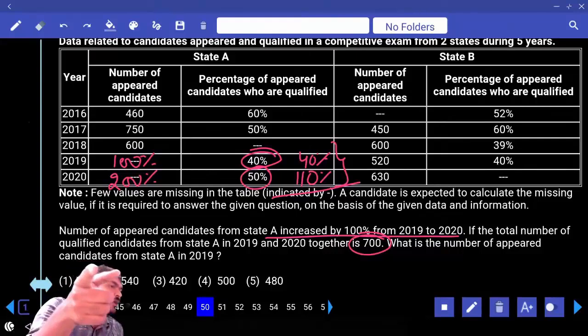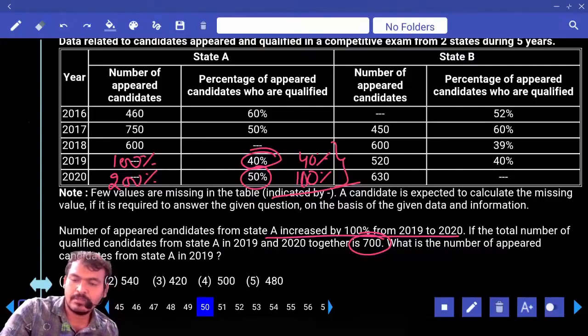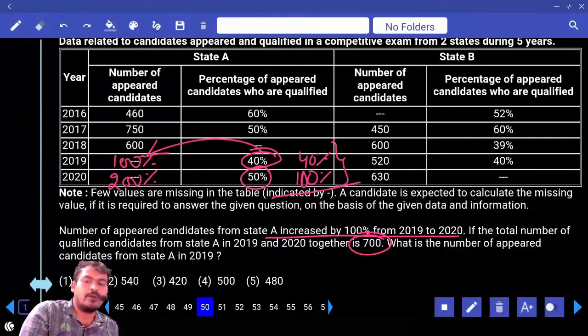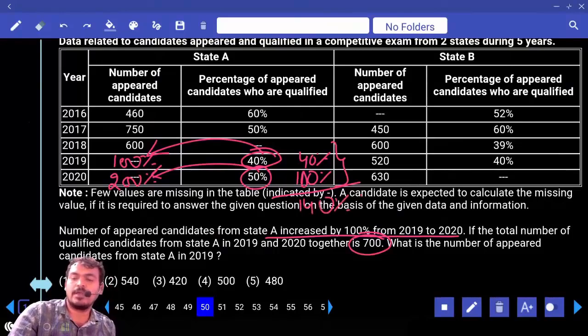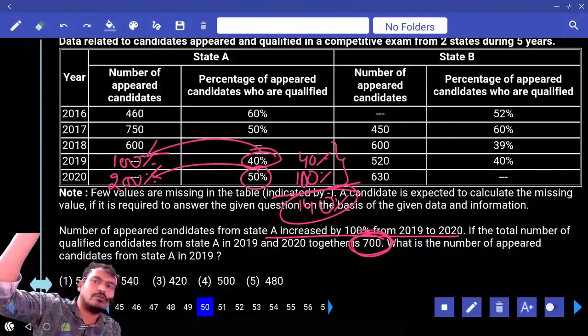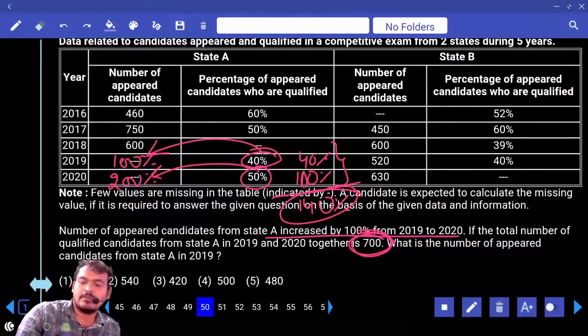700. Paper is given 750 or 700? 700. Sorry, second one it is 100. Sorry. 40% of 100 means 40. 50% of 200 means 100. Total it is 140%. But in place of 140%, how much value is given? 700. Almost 5 times, or not? Then answer 500.